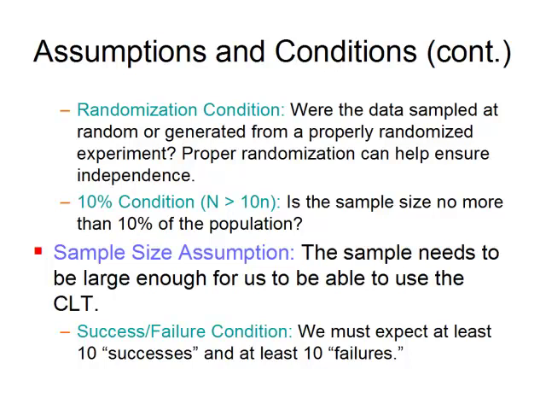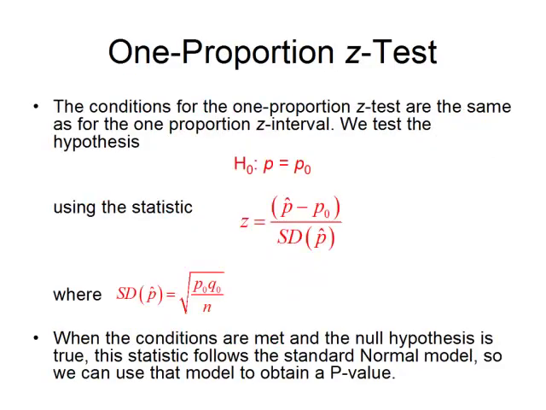The sample size assumption: the sample needs to be large enough for us to be able to use the central limit theorem. We must expect at least 10 successes and at least 10 failures. The conditions for the one proportion z-test are the same as for the one proportion z-interval.